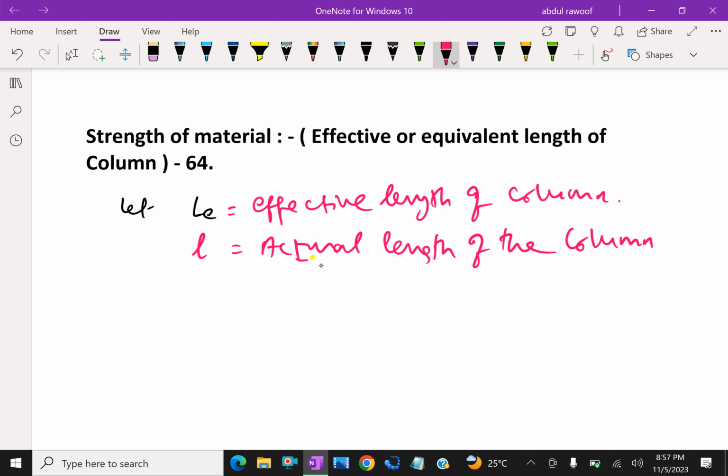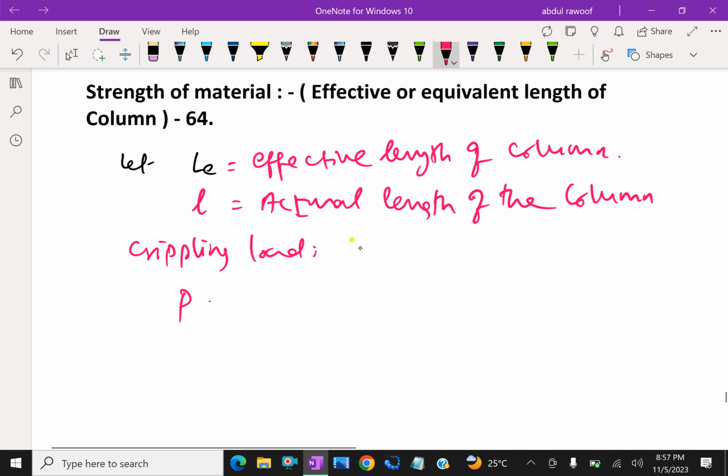Then crippling load for any type of the column with given end condition is given by P equal pi squared E I over LE square, where LE equal to effective length, E equal to Young's modulus, I is moment of inertia.